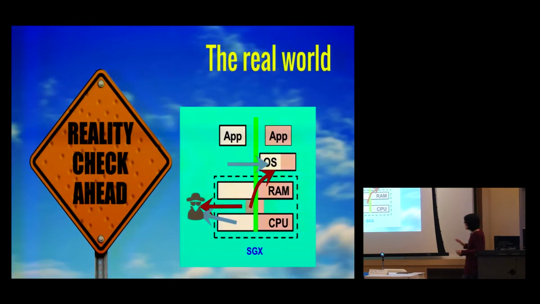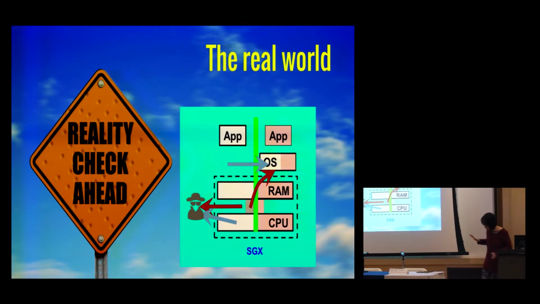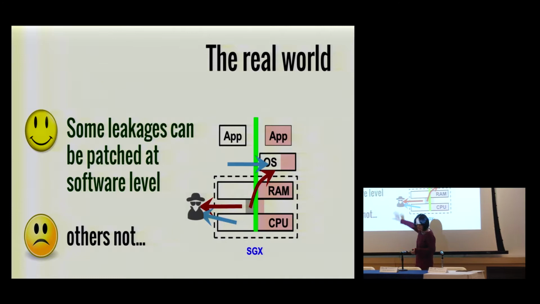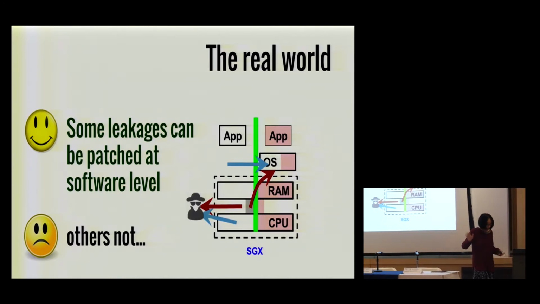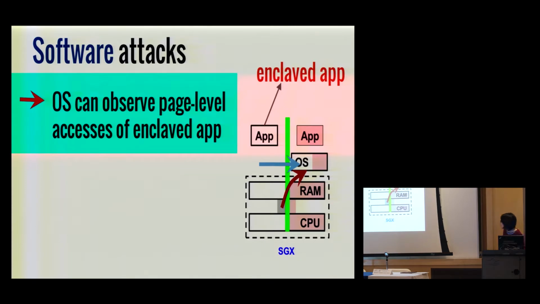But of course, the reality is harsher. If you look at Intel's SGX technology, it sort of does the job, only that it has some leakages. I'm going to talk about these leakages in a bit. But before I do that, I want to mention that some of these leakages, it turns out, can be patched at the software level without having to change the hardware architecture, whereas other leakages cannot.